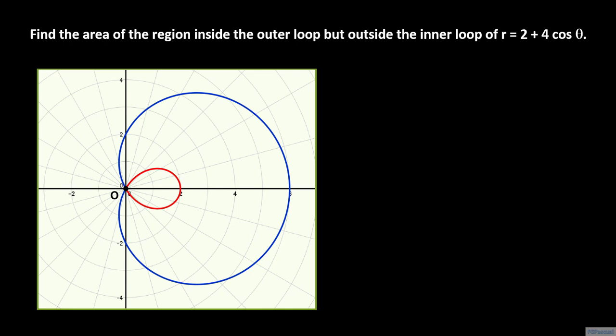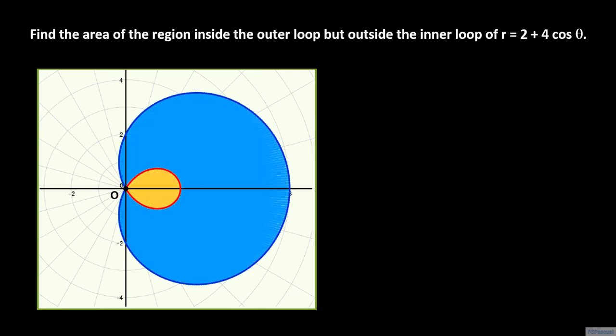In this lecture, we are going to find the area of the region inside the outer loop but outside the inner loop of the cardioid 2 plus 4 cosine theta. We will set up an integral formula in polar coordinates for the area. The region whose area we are going to find is the region that's shaded in blue. This region should not include the orange shaded region. The orange shaded region is inside the inner loop.